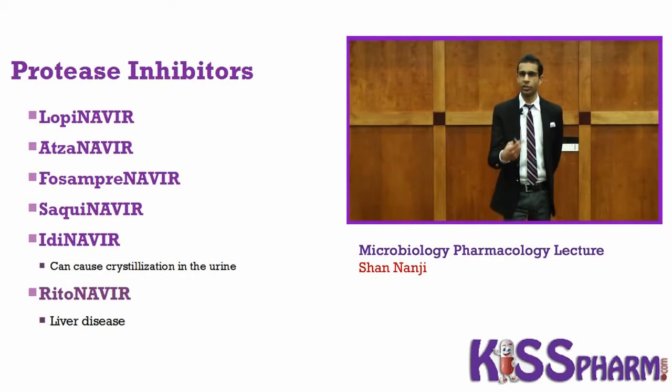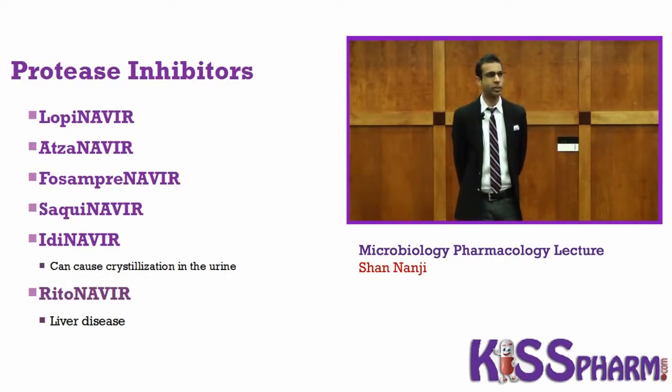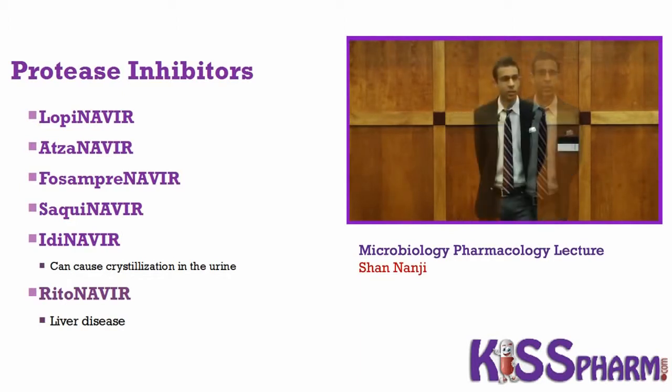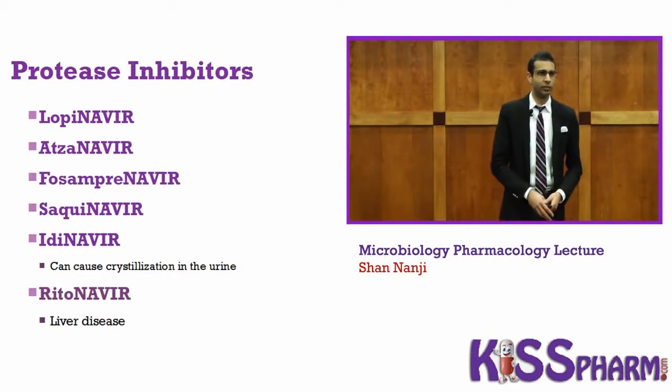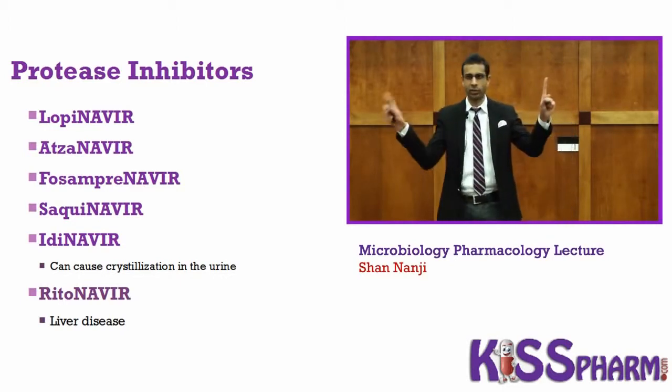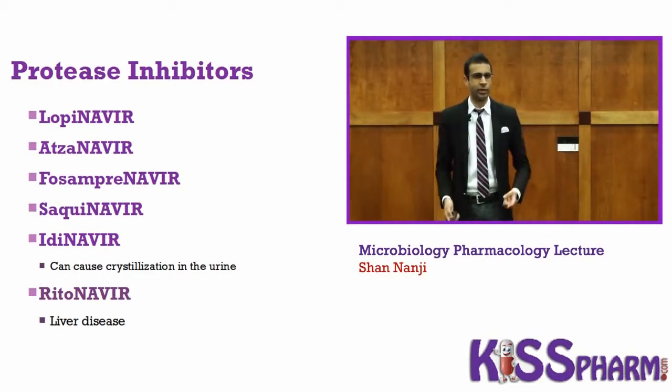Which one causes crystallization in your urine? I, Navir. Which one causes liver failure? R, Navir. I'm done. I'm not worrying about all this different stuff. I'm not going to memorize every single drug. I know it ends in Navir. The one that starts with I causes crystallization. The one that starts with R causes liver failure.